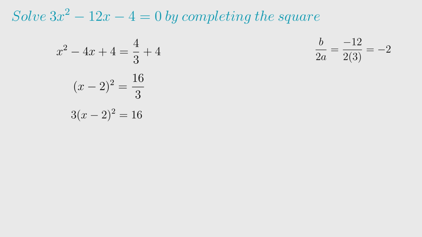In this form, we can get the turning point. The x value of the turning point will be 2, because when x is 2, the bracket's value will be 0, and your y value for the turning point will be negative 16.